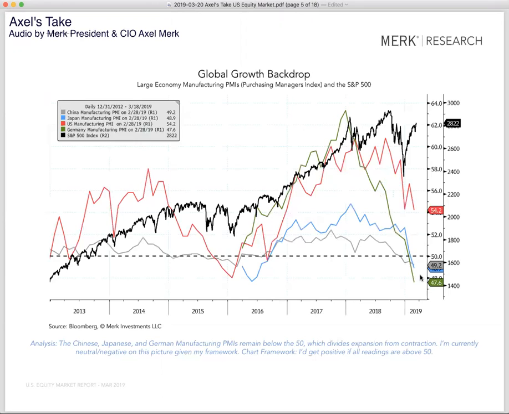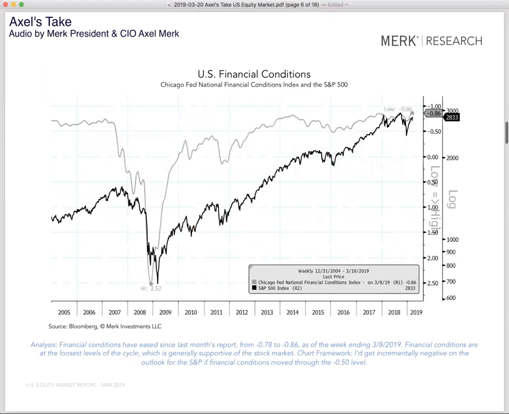Now, you could argue the other side, saying that lots of steps are being undertaken to stimulate things around the world. The question is whether it's going to be enough and so forth. But this is the backdrop.